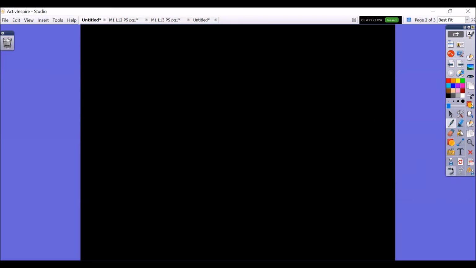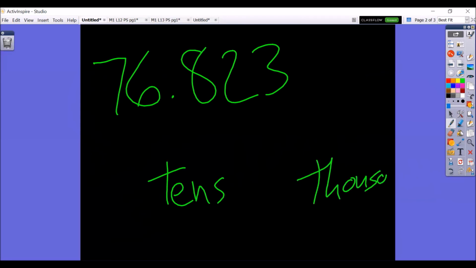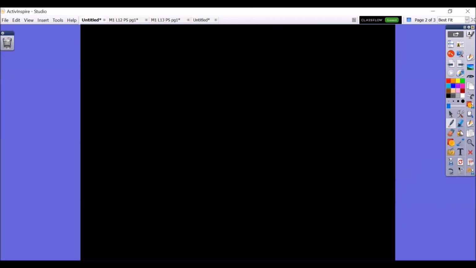All right, this time we're going to represent tens and thousandths. So let's start with 76, and I think that's the second time I've used 76. 76 and 823 thousandths. So this time I would like tens and thousandths. So our tens and then our thousandths. Great job. 7 tens, 6,823 thousandths. Two more practices, and then we will go on to the concept video.